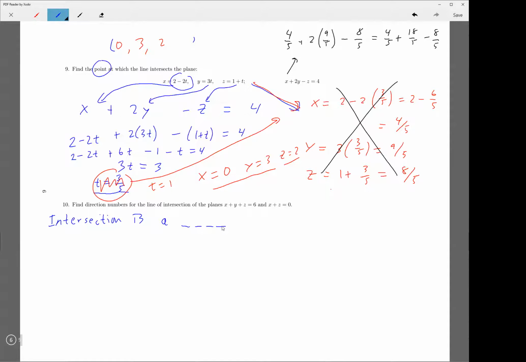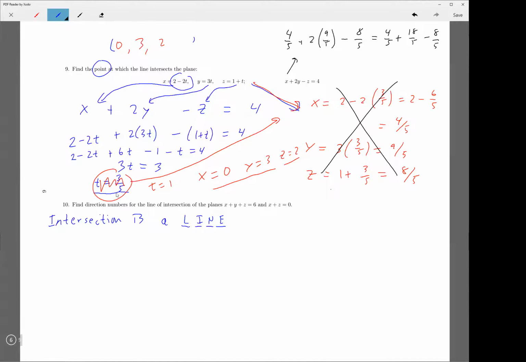The intersection of two planes. Is it a skew? Line. Yeah, it's a line. Okay, the intersection of two planes, great job, Taylor, is a line. Gracias. So it's a line.